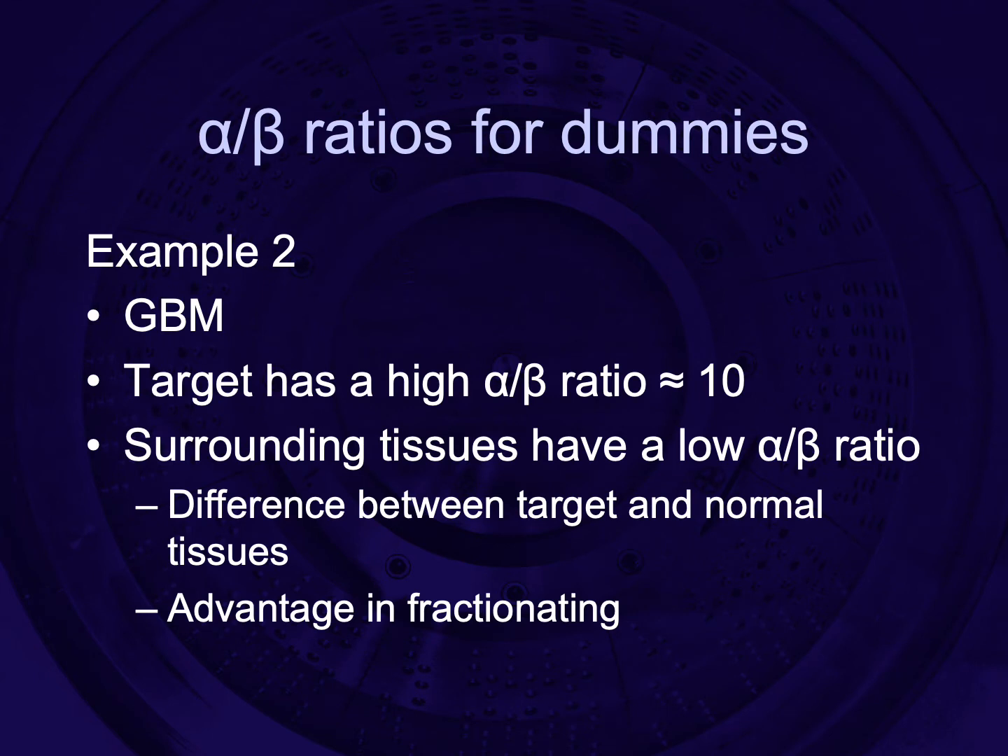Let's look at another example now. We've got a glioblastoma. Our target has a high alpha beta ratio of around 10. The surrounding tissues have a low alpha beta ratio around 2 to 3. There's a difference between the target and the normal tissues, and then there is an advantage in fractionating.